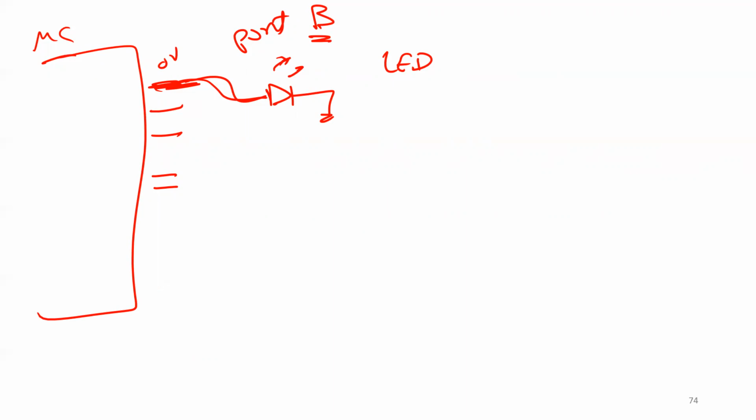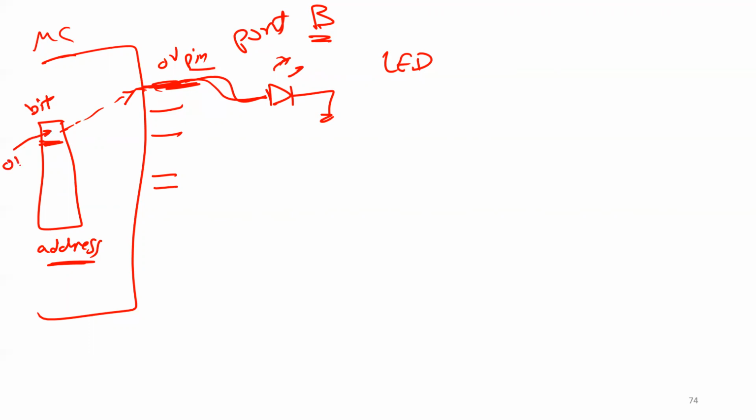Okay, again, there is a byte here. This byte has a certain address, like a memory location. Every bit here is connected to one pin. So every bit is hardware connected to one pin. So if I put logic 0 in this bit, the hardware is gonna put 0 volt here. If I put here logic 1, the hardware is gonna put 5 volts.